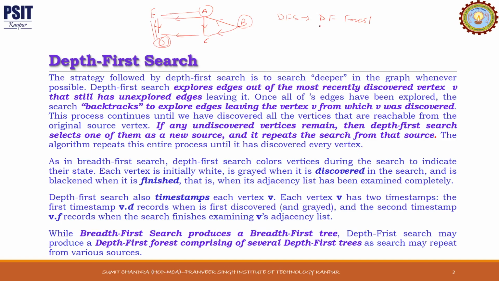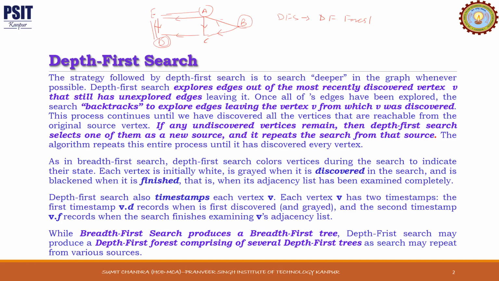Depth first search also uses the coloring scheme. Initially all vertices are white. As they are discovered, they become gray, and as they are finished, they turn black. Finished means the adjacency list of that particular vertex has been examined completely. Also, depth first search allocates a timestamp to every vertex. Whenever a vertex is discovered, a time v.d is allocated to vertex v, and when we have finished examining all the nodes in the adjacency list of v, we get a finish time v.f.